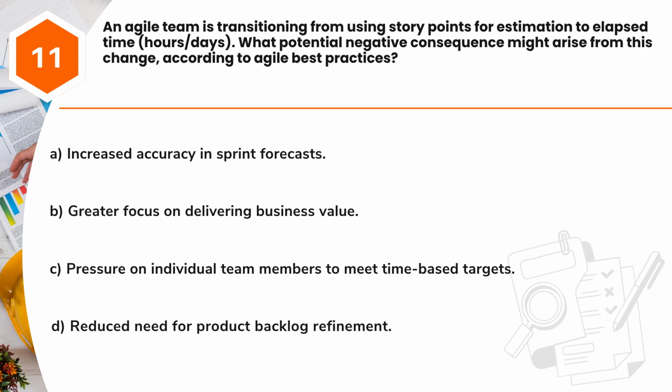Question 11. An Agile team is transitioning from using story points for estimation to elapsed time, hours/days. What potential negative consequence might arise from this change, according to Agile best practices? A. Increased accuracy in sprint forecasts. B. Greater focus on delivering business value. C. Pressure on individual team members to meet time-based targets. D. Reduced need for product backlog refinement.